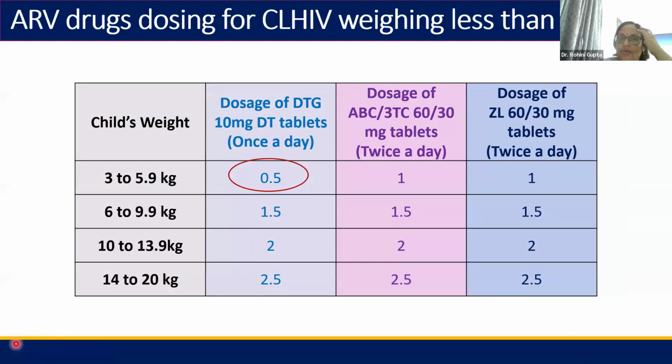So now let's just understand what are the ARV drug dosing for the new drug which has come, DTG 10 milligram. So the child who's between 3 to 5.9 kgs would be given 10 milligram DTG dispersible tablets, half a tablet once a day. 6 to 9.9 kgs would be given 1.5 tablets once a day. 10 to 13.9 kgs would be given 2 tablets of 10 milligram DTG tablets once a day, and 14 to 20 kg body weight children would be given 2.5 tablets of DTG 10 milligram.